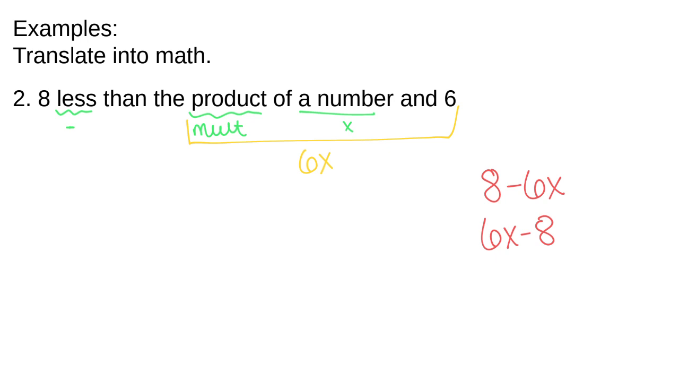The answer is this guy right here. This one says take the product and subtract 8. It's 8 less than where we started. This one right here is the product being subtracted from 8. That is a different answer and not what we want for this one.